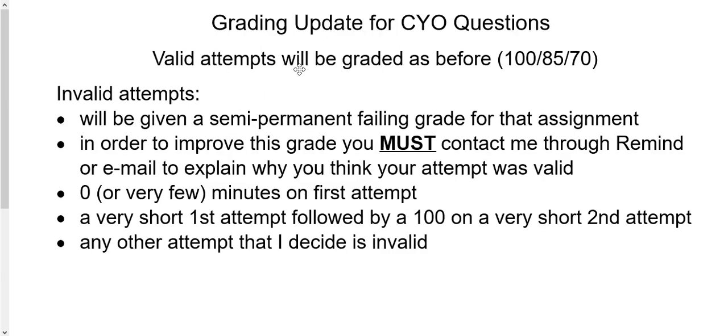All valid attempts will be graded as before. So you'll get a 100 for all three right, an 85 for two right, and a 70 for one right. You can do the questions as often as you want. A major part of this, though, guys, is your first attempt really, really, really has to be a valid attempt. A valid attempt is one where it takes you a reasonable amount of time to answer the questions.